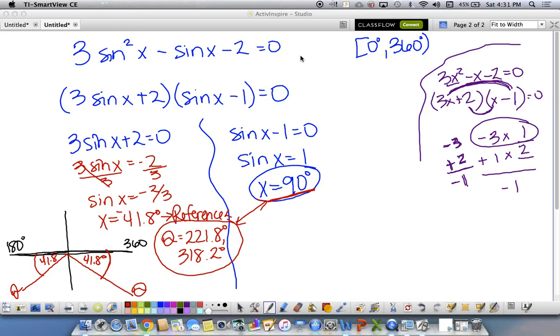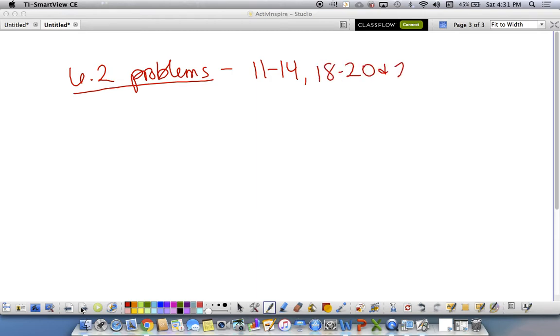Okay? Feel free, maybe we talk a little bit more when you're working out these problems. Okay? So let me know where you're having problems. Go back and look at your problems from Thursday, Friday, from when we started 6.2. Okay? 6.2 problems. All right, we're going to do numbers 11 through 14, 18 through 20, and 23 through 26.